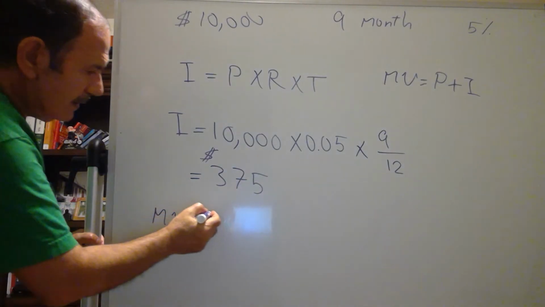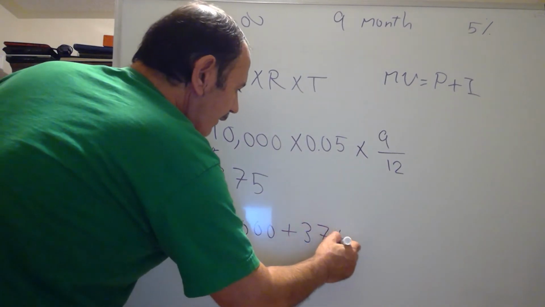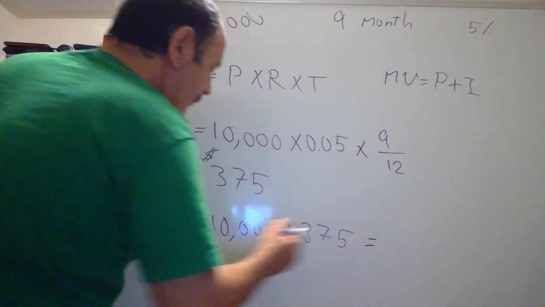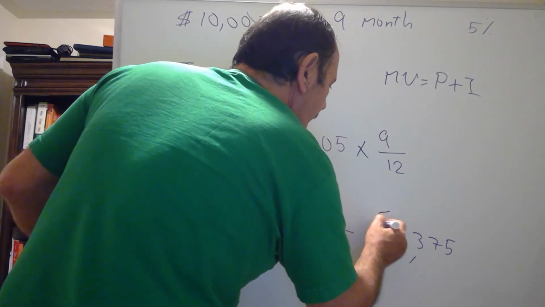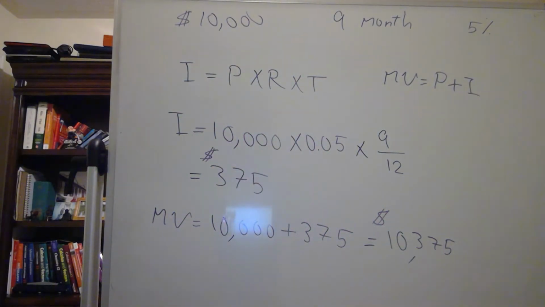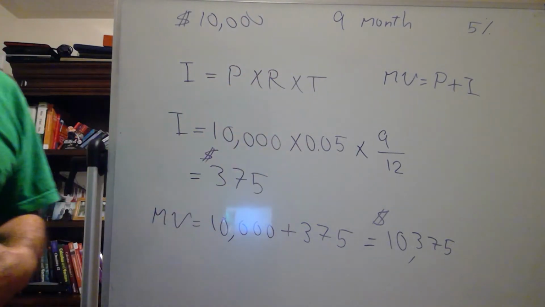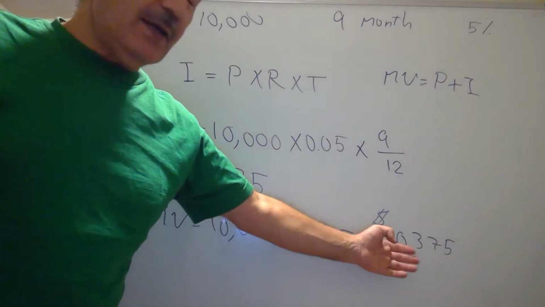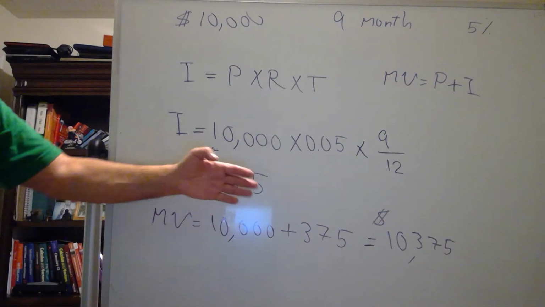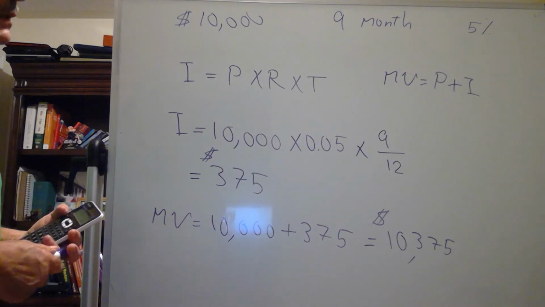How much is the principal? $10,000. And how much is the interest? $375. So the maturity value that I pay is going to be $10,375. Okay. Now, if I want to pay back this loan monthly, if I want to pay back by months, I should divide this $10,375 by how many months? 9 months.